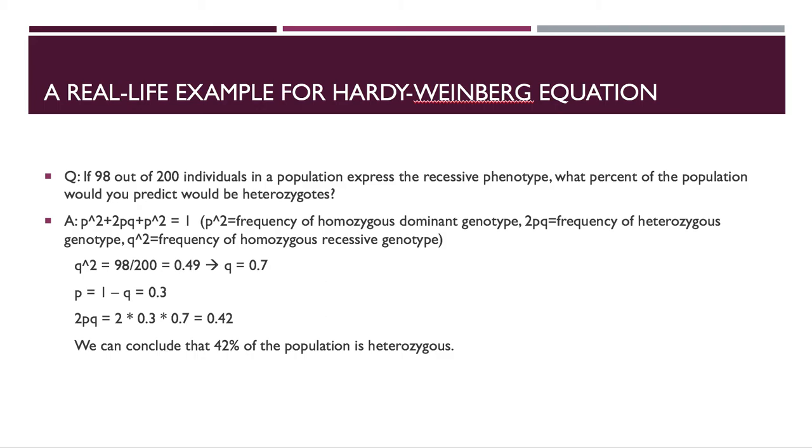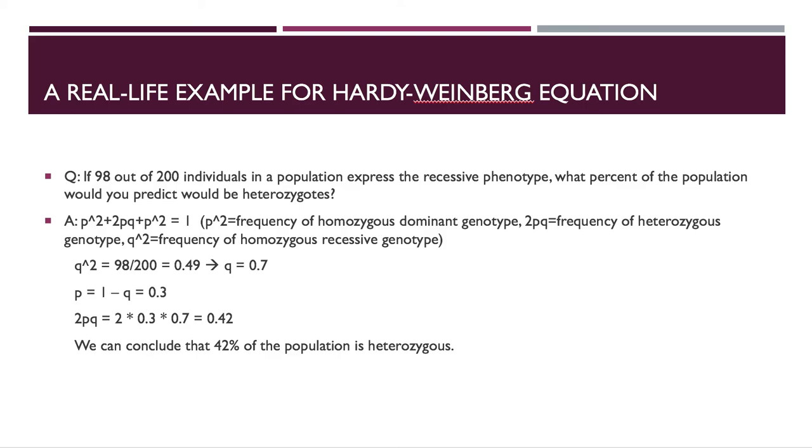Since q squared equals 98 out of 200, which is 0.49, we can calculate that q equals 0.7. And using the first equation, which is p plus q equals 1, we can know that p equals 0.3.